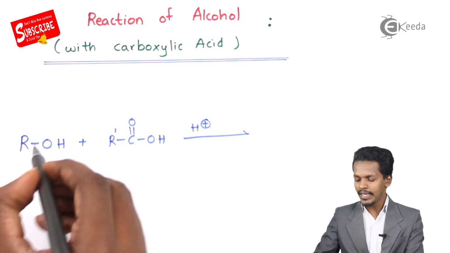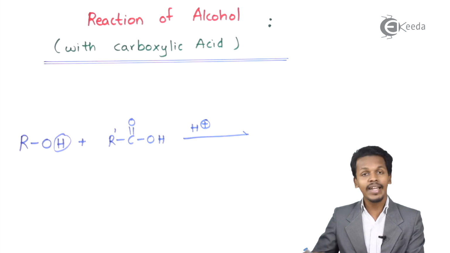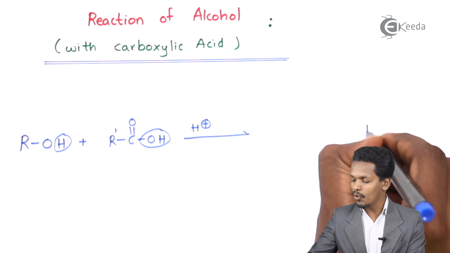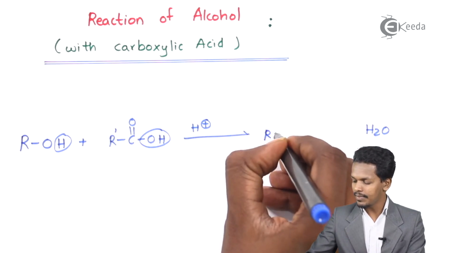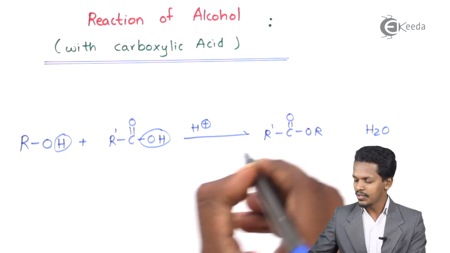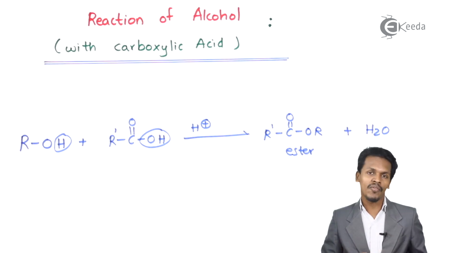In that case, the hydrogen of the alcohol gets removed with the help of the OH of the carboxylic acid in the form of water, and the product that we obtain here is R'COOR. This is what an ester is, or this is the general formula for an ester.